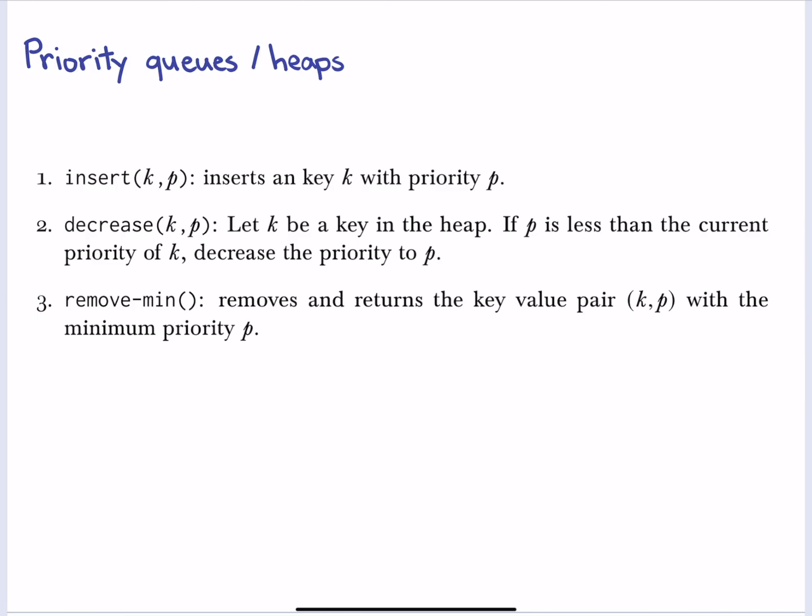And then the other is you can decrease the priority of an existing key value pair. You might have already inserted some key with priority 10. Later you want to decrease it to priority 5. There's some operation to do that for you, and it'll be reflected in the next remove min. So you're just sorting some things under the hood for you.